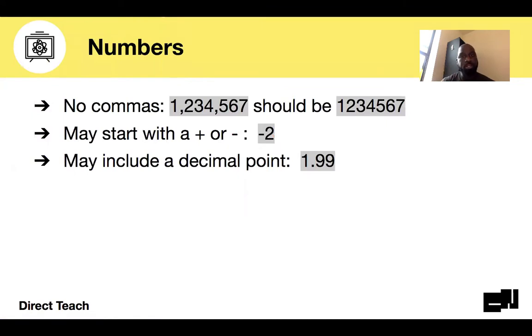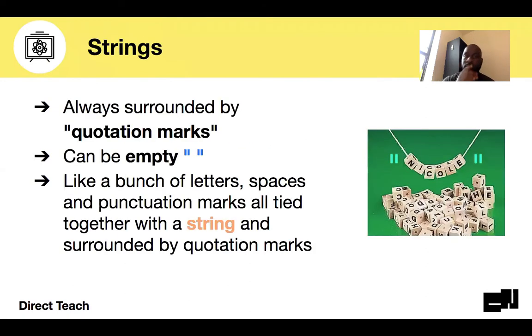So numbers are numbers. They usually don't have any commas in JavaScript, so you just have to write the number out. They could start with a plus or a minus to denote they're positive or negative, and they could include a decimal. Strings are characters surrounded by quotation marks, right? There can be empty strings, there can be a string of numbers, there can be a string of letters, it can be a string of spaces or punctuation, so that's what a string is.